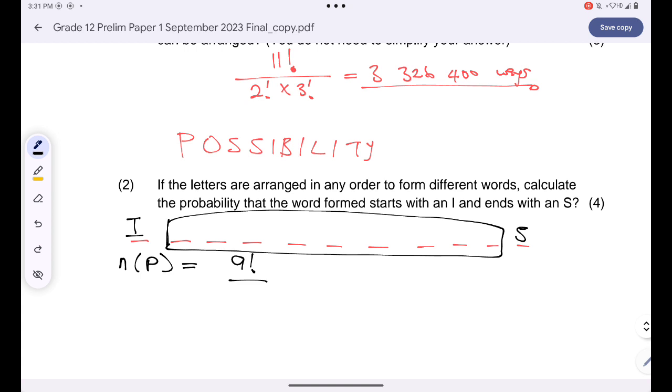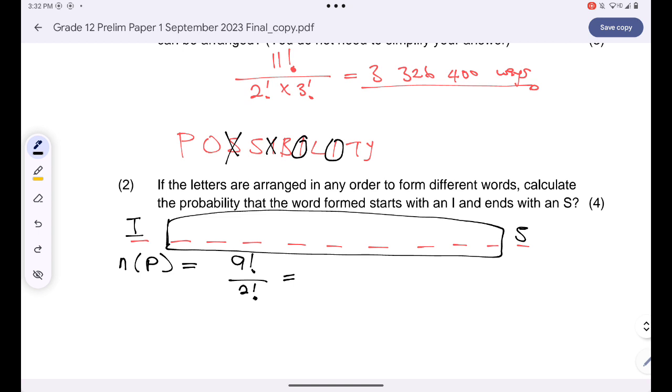However, within the 9, guys, remember that already we have cancelled one S and one I. So we do have letters that are identical. We have two I's now which are identical. So this is just 9 over 2 factorial. Are you together? And then the answer is just what is 9 over 2 factorial?